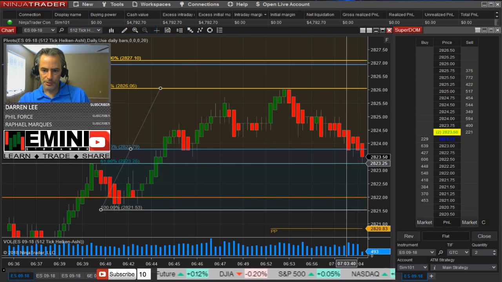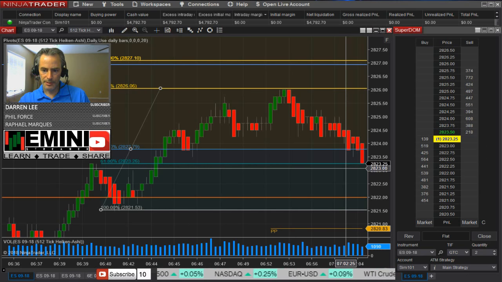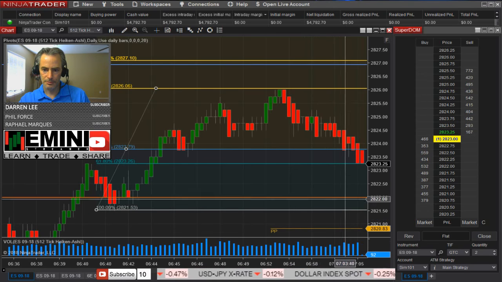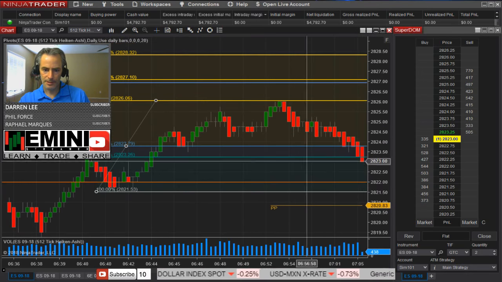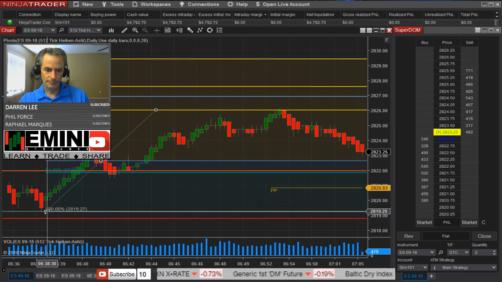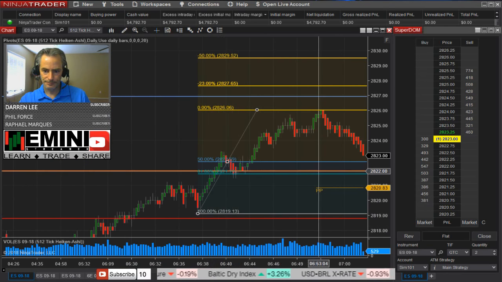So the entry area is good until it breaks this 61.8. You get one tick past and you're still good. So if we get down to 22 and 3/4, that long trade would be dead, and we'd be looking for a little bit bigger pullback, which I'm thinking is coming back down to here, the top of that channel. So that's where I'd be looking to get in.